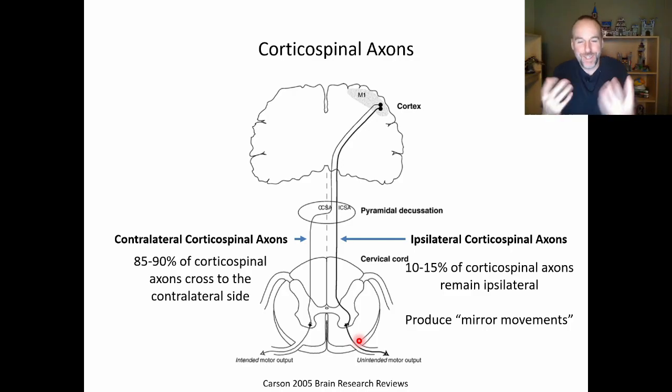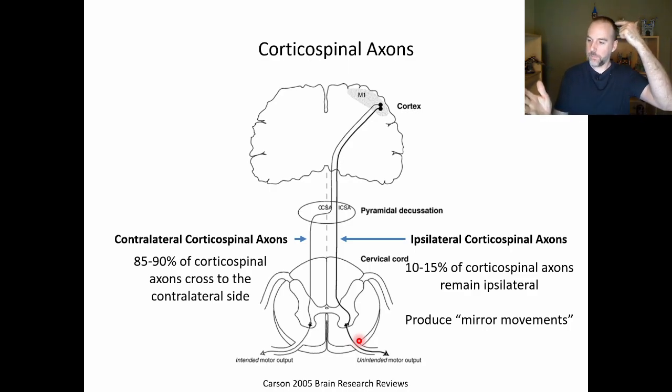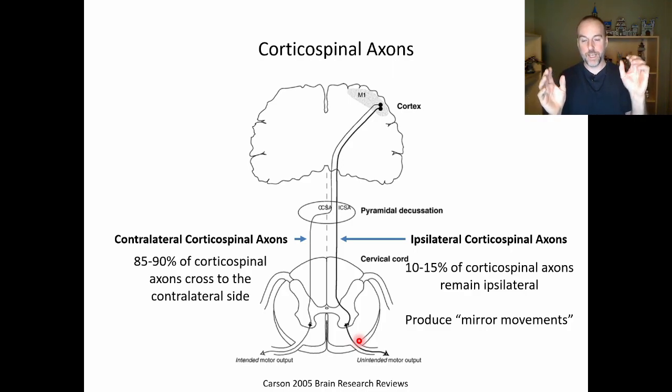Now, I've learned to live with this as we all have. We're not consciously aware of the wiring of our nervous system, but when I'm producing this movement, my nervous system is actually preventing 10% of that motor command from going to my right hand. Now, if it did, you would probably see a little movement in the unintended hand. And that's from the 10 to 15% of ipsilateral corticospinal axons remaining ipsilateral, and if you will, going to the wrong hand. And we call these mirror movements.